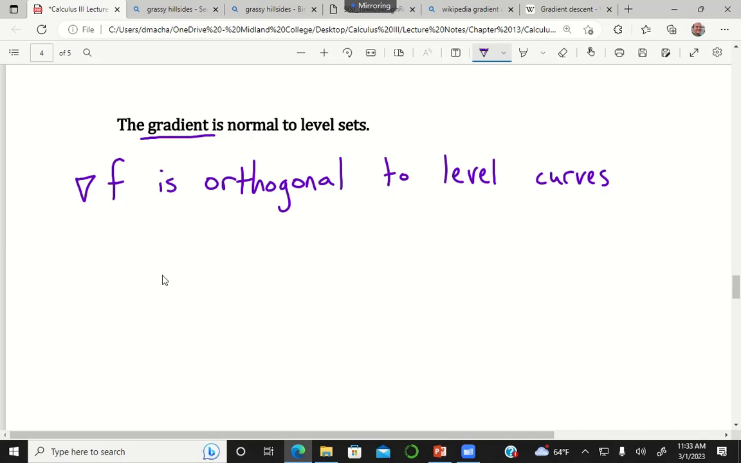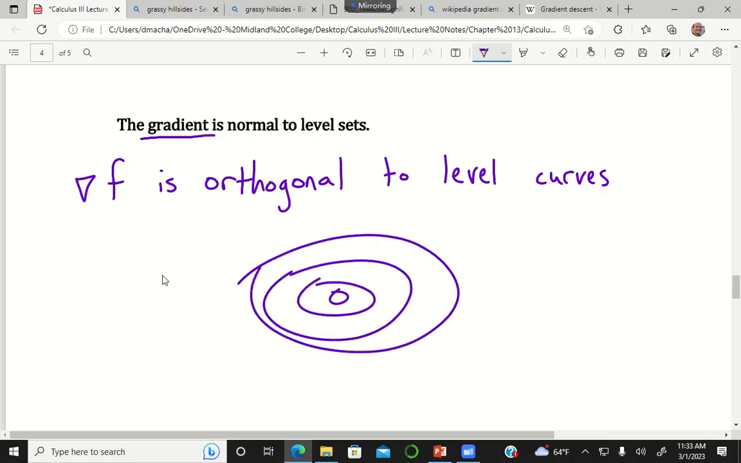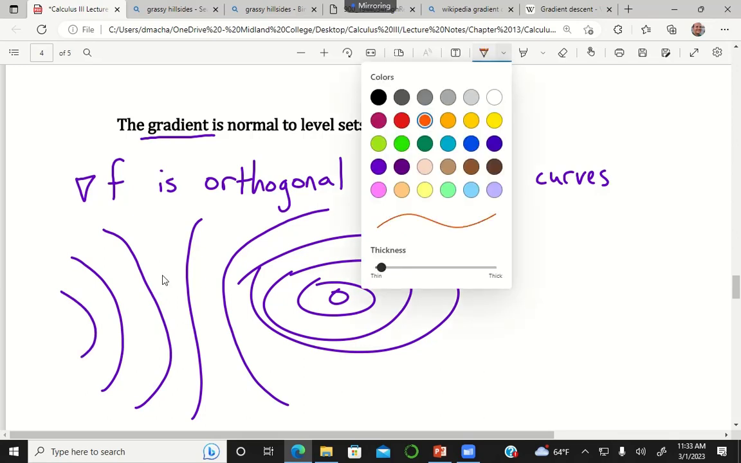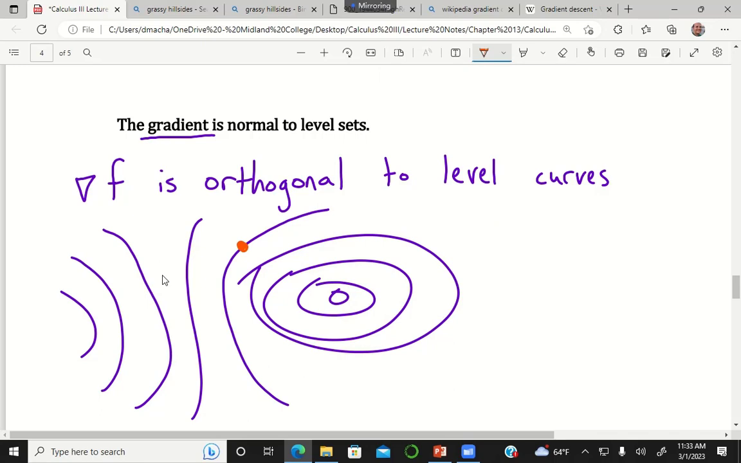So if I've got a little topographical map or a little contour map with a bunch of level curves drawn on here, and I've got this point right here, and I want to say what's the gradient vector? Well, guaranteed the gradient vector has to be perpendicular to these level curves. In other words, the vector has to be orthogonal to the level curves. So this angle will always be 90 degrees.